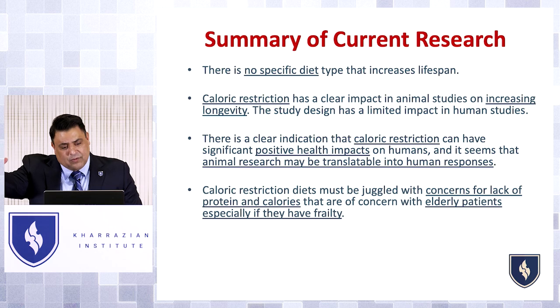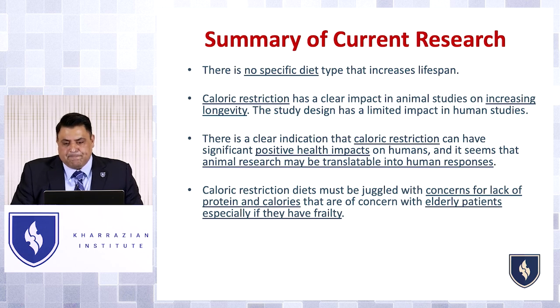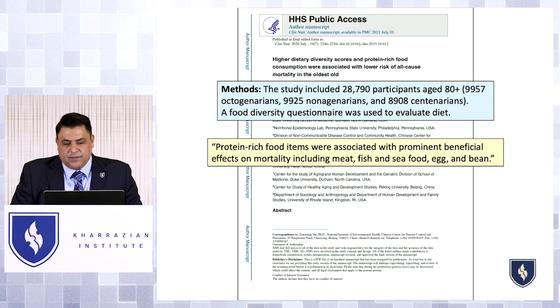Can they do a caloric restriction diet, or are they going to lose severe muscle mass? Or are they already underweight and can't do it? Those are things you have to factor in. Okay, let's go into some other parts of this, which is looking at foods.